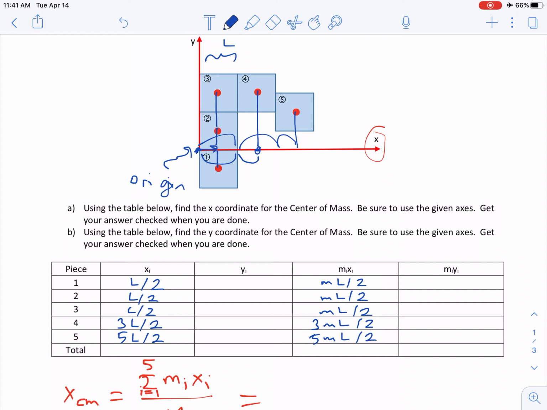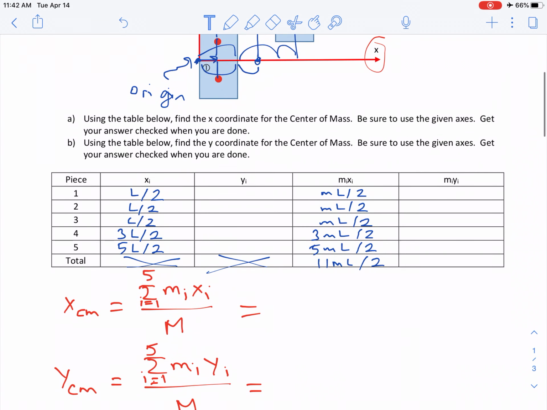Okay, then you can add these up. They all divide by 2, and then if you add up the coefficients of mLs, so you have 3 m's, right? So that 3 plus 3 plus 5, and you get 11 ml divided by 2. And you don't really need the totals of xi's and yi's because they don't mean anything. So we can cross these out.